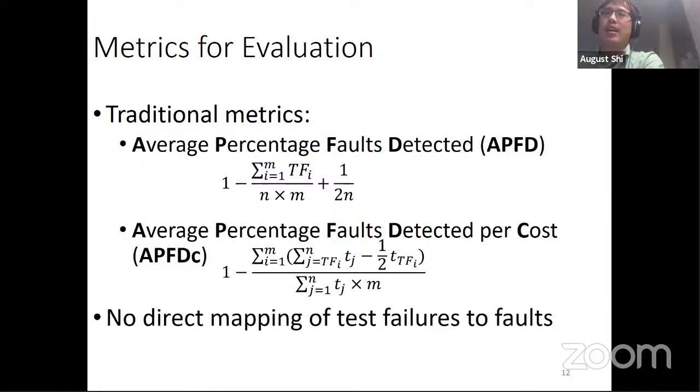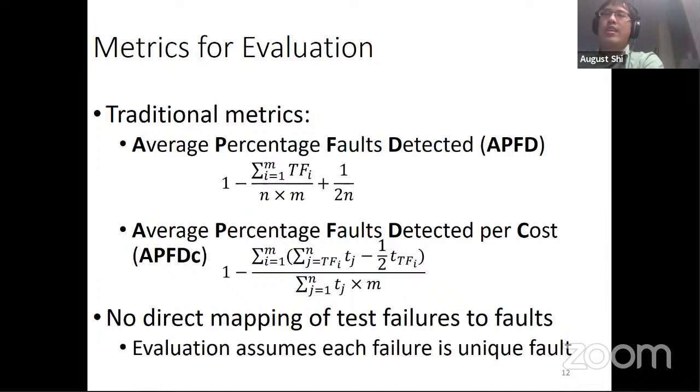Now, you might note that these metrics are about faults detected, but we don't actually have faults; we have test failures from our data set. There's no direct mapping from test failures to faults. This was not really a problem in work from before, because they seeded the faults and mutants, so they knew exactly which tests detected which faults and mutants. We don't know that here. So for the rest of the evaluation that I'm going to show, we assume that each failure maps to its own unique fault.